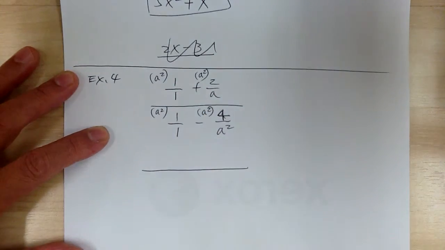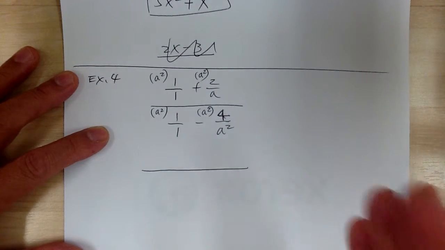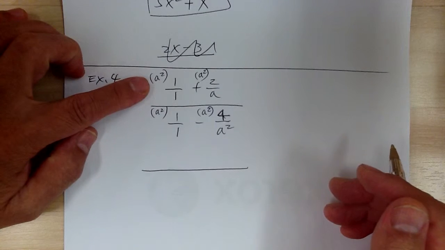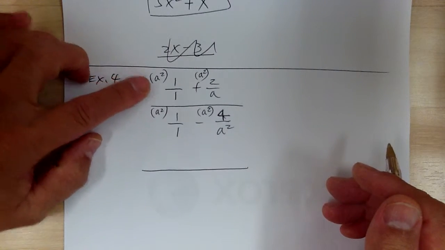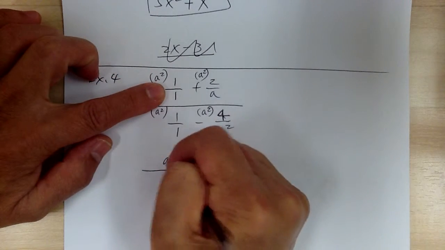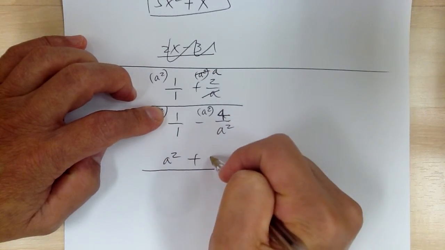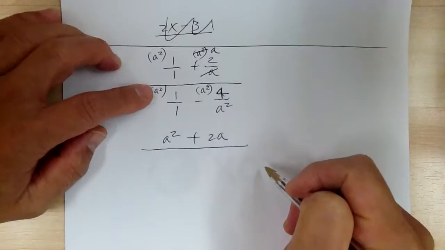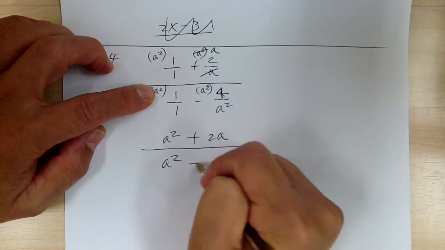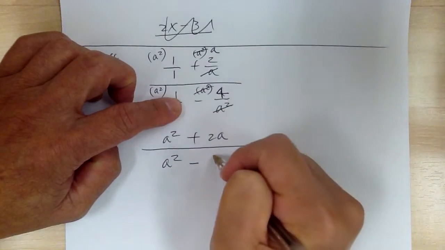Again, algebra is all about techniques. Learn the technique, apply it. No matter what the problem is, just apply the proper technique, then you'll be fine. If you don't know the technique, then you're going to be in trouble. So this one has nothing to cancel, so it'd be a squared. This one, the a cancels with a squared, you get a, so it becomes plus 2a. Over here, nothing to cancel, so it'd be a squared minus, this one cancels out, you get 4.